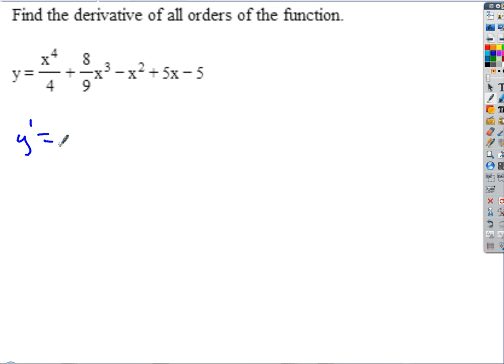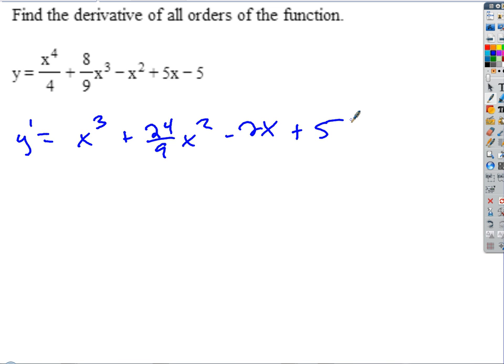What am I going to get from that first term? X cubed, right? Good. So I'll get x to the fourth over 4. Dividing by 4 is the same as multiplying by 1/4, right? So I'm going to get an x cubed plus 24/9 x squared minus 2x plus 5.